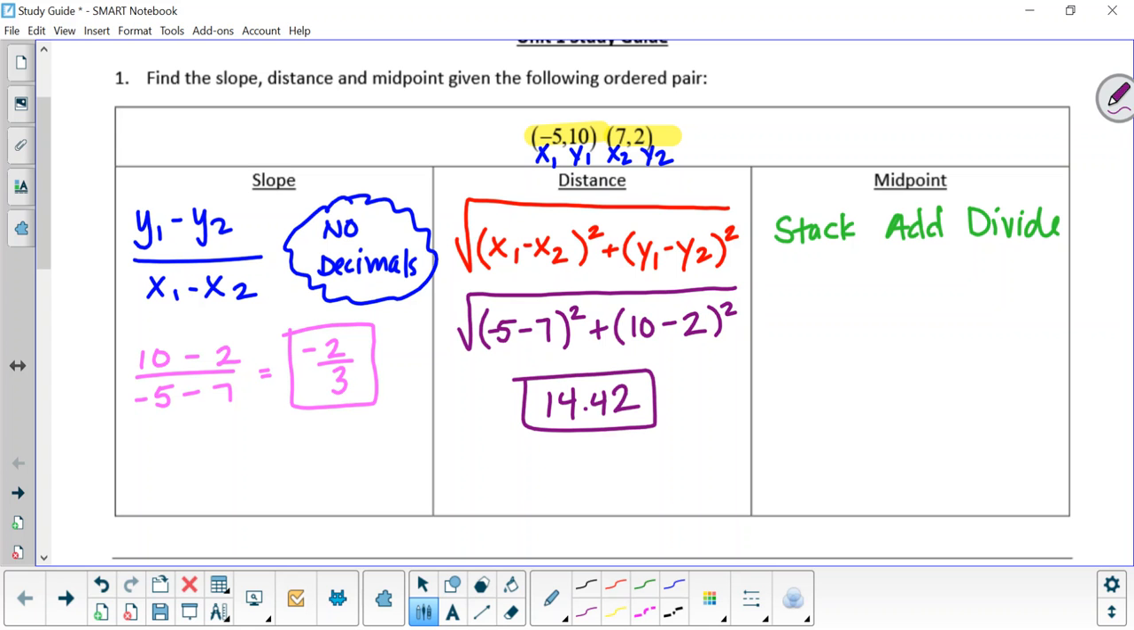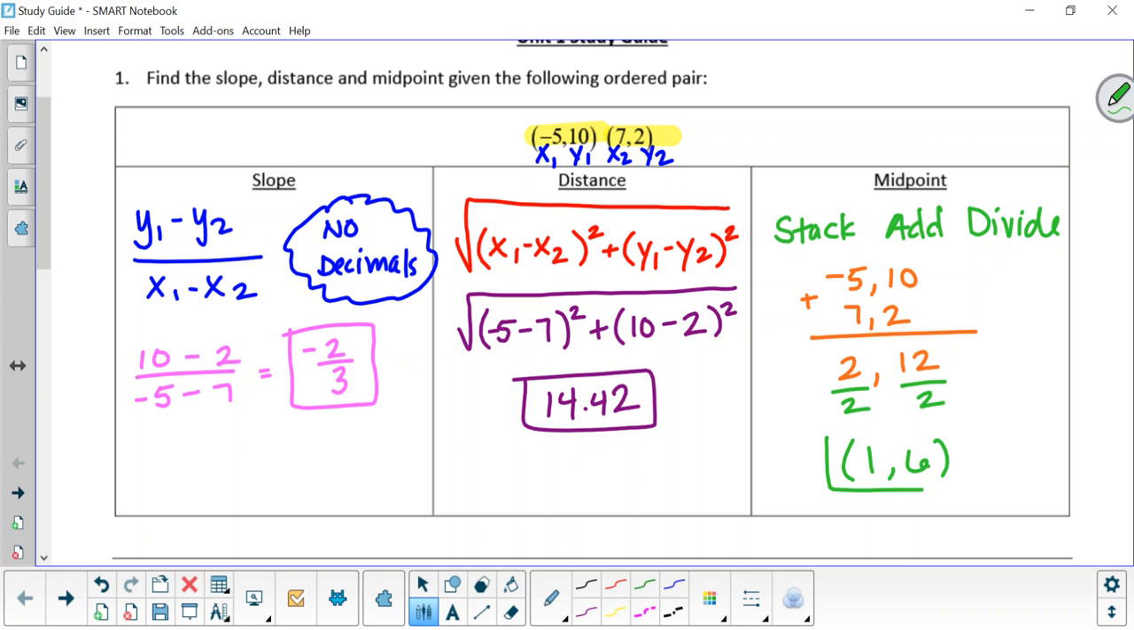And lastly, our midpoint is where we stack, add, divide. So we're going to stack our 2 points, so the negative 5 comma 10, and then the 7 comma 2. Add them. So negative 5 plus 7 is 2. 10 plus 2 is 12. Your last step would be to always divide by 2. So you get 1 comma 6 as the midpoint.